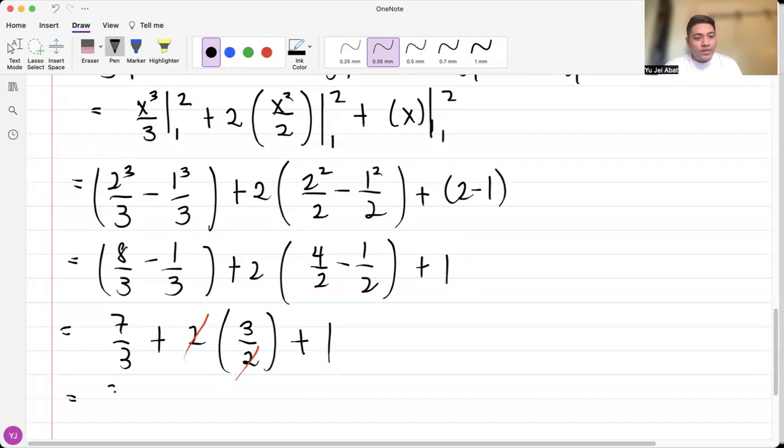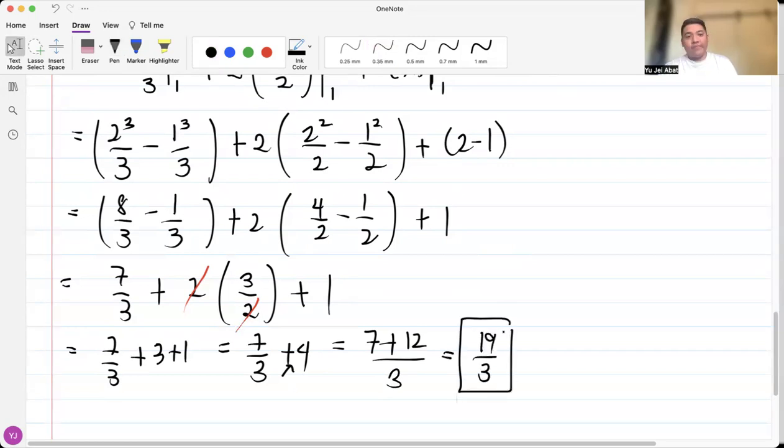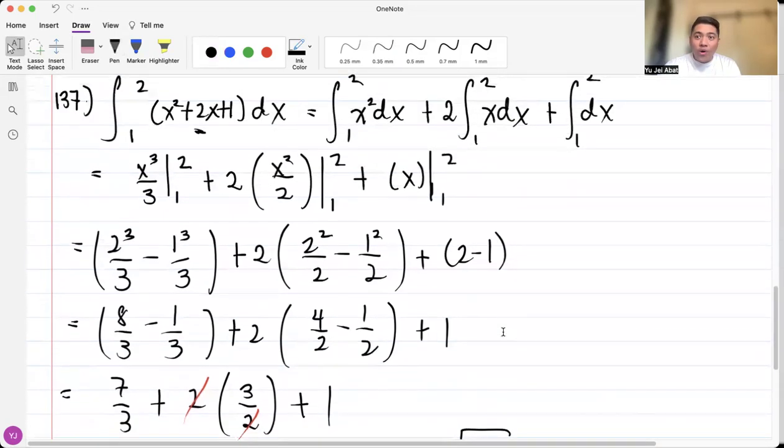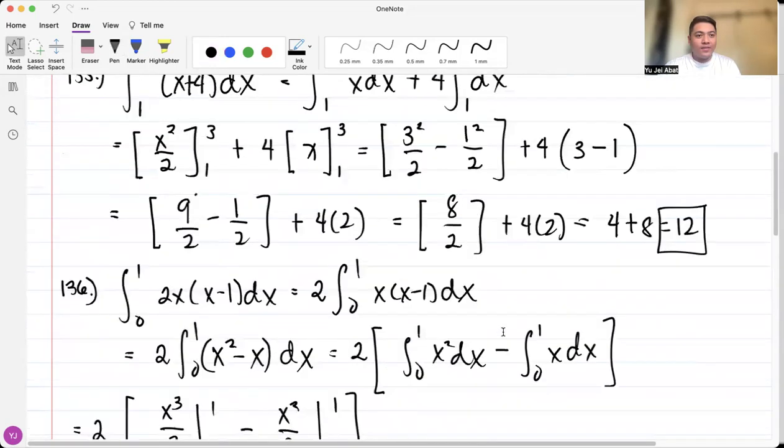So we are left with 7 all over 3 plus 3 plus 1. So it means 7/3 plus 4. Adding the fraction and the whole number, we have 7 plus 3 times 4, that's 12. Copy the same denominator, which is 3. So you have now 19 all over 3 as the answer. Okay? So that is for our problem 137. That is our integral. All right.